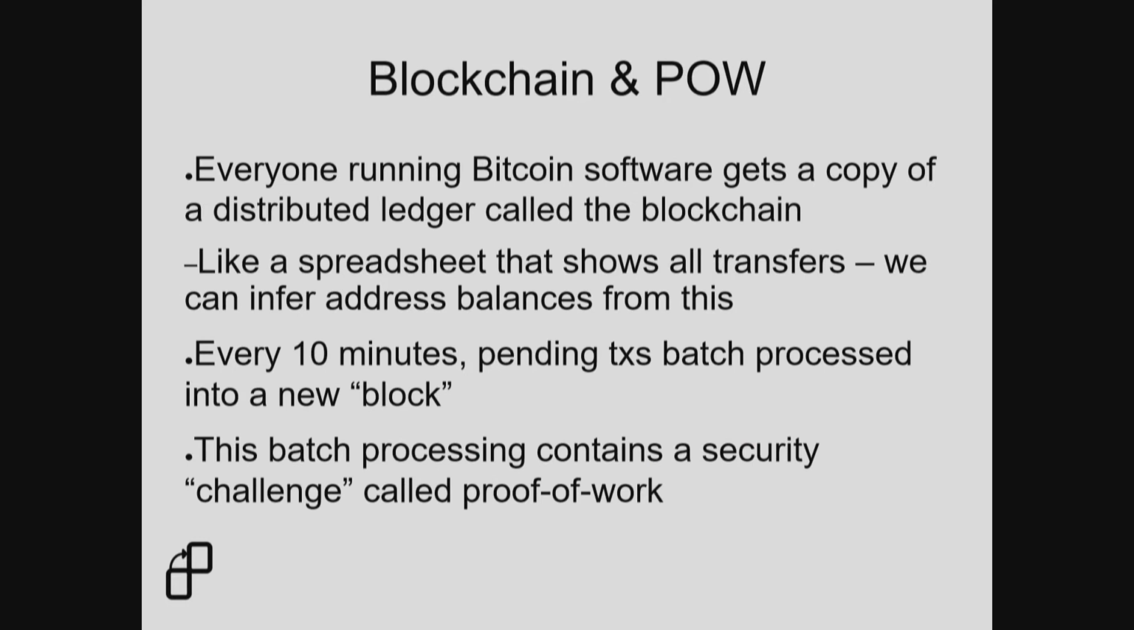So on the Bitcoin blockchain, everyone running the Bitcoin software, at least if you're running a full node, gets a copy of this distributed blockchain ledger. And this behaves kind of like a spreadsheet that shows all the transfers between parties. So when you send money to somebody else, this is a transaction that's recorded on the blockchain. And every 10 minutes, all of the pending transactions that haven't been processed yet are batched together into what are called blocks. And this batch processing contains a security challenge called proof of work. And this is how we're going to avoid problems like the double spend problem.